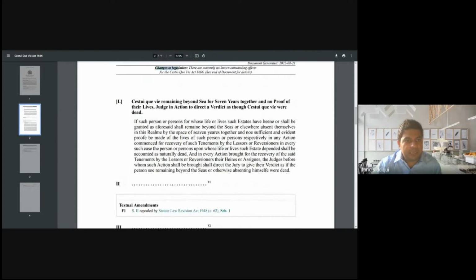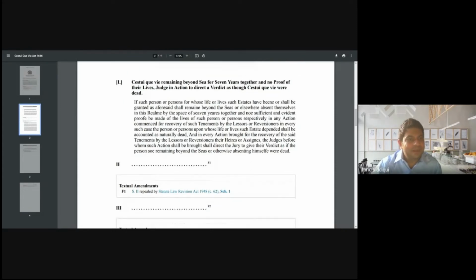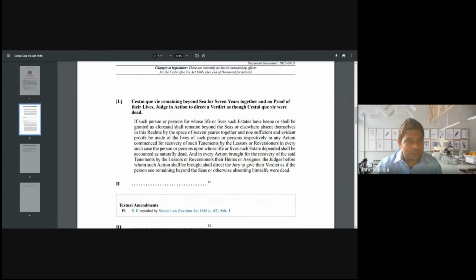And see, it says on every heading here, changes to legislation. There are currently no known outstanding effects for the Cestui Act 1666, and we'll get to that. Anyone tell me the date that the document was generated on? This was generated on August 21st. So this is fairly recent. This was last or 2 months ago.